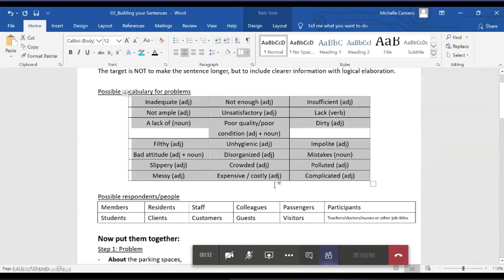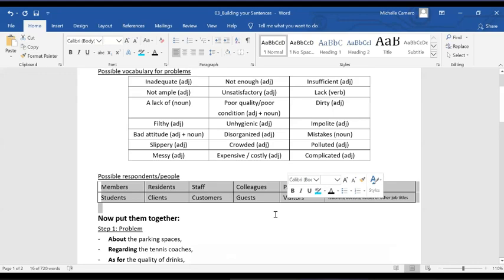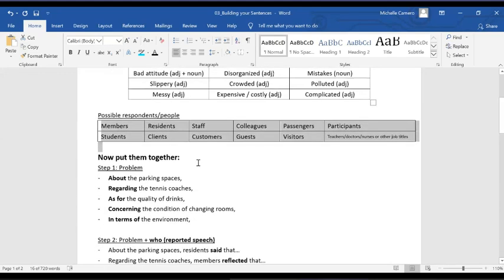You might see being used with the problems. We've talked about the possible group of people who would complain. All right, so now we're going to maybe put some of these words together and start building our sentence.